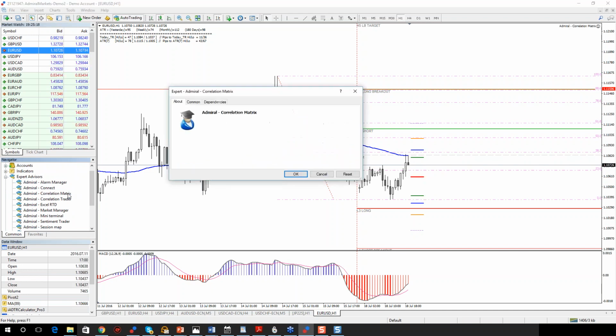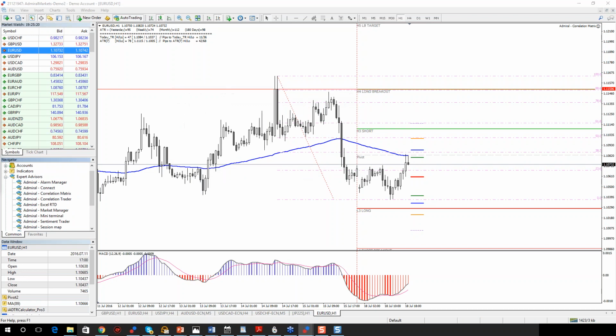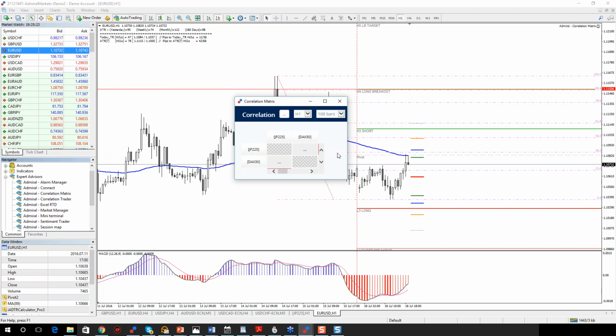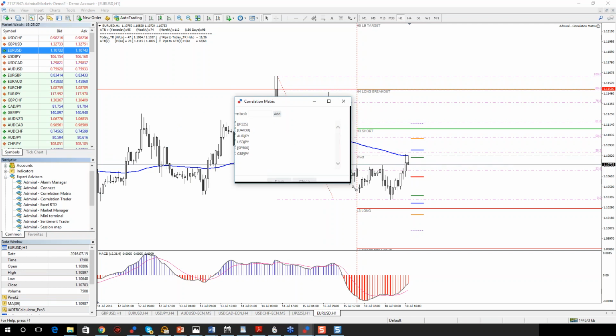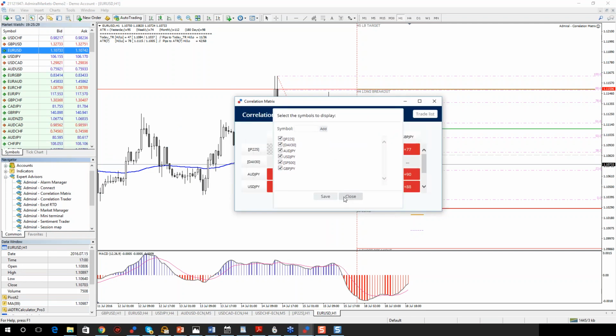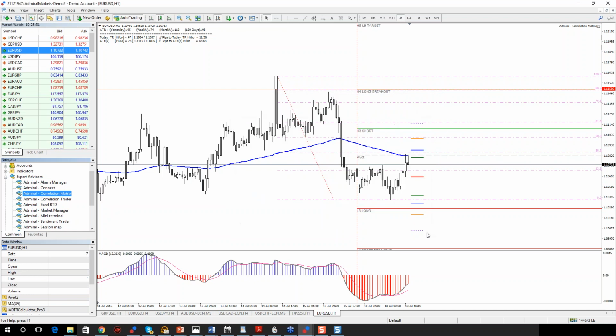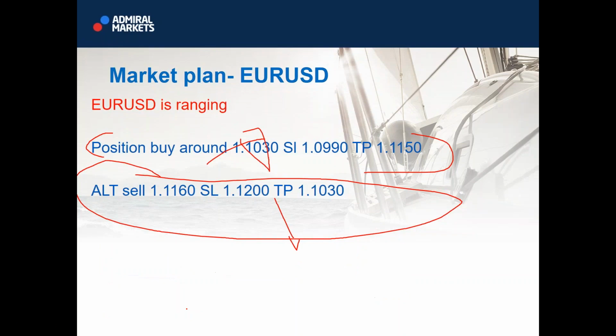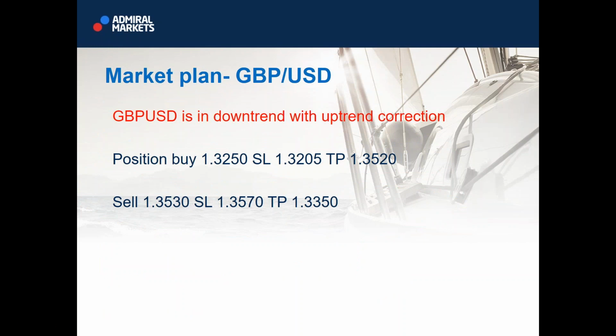Correlation matrix will help you if you trade multiple pairs, and here you can enter whatever you wish, guys. So if you trade multiple pairs, use correlation matrix. Now that is for Euro Dollar. Now we go to Pound Dollar.